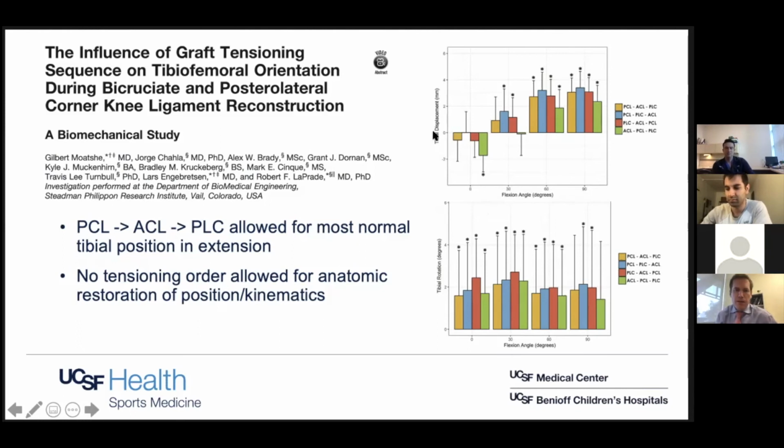But the best, especially in extension, was doing PCL, ACL, and then posterolateral corner. And that's the order that I would favor. And the general idea is restoring the central pivot of the knee, and then out from there. And then I would do MCL after those. Does anybody know the position for fixation for the PCL?